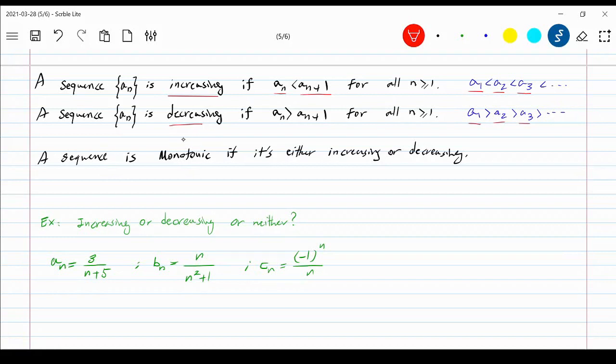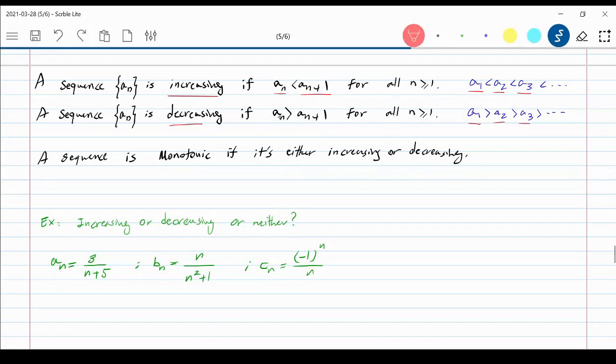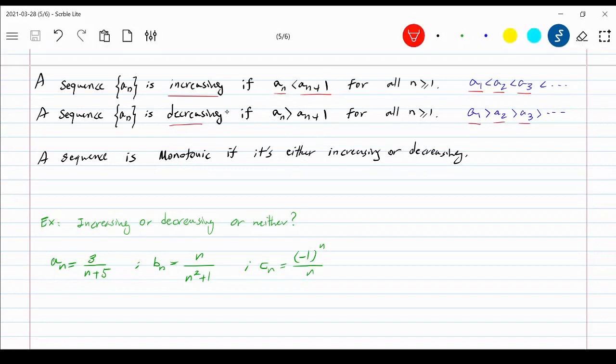And if one of these two happens, then we say the sequence is monotonic, which means either it's increasing or decreasing. You can have a constant sequence, which is neither increasing nor decreasing, because the assumption is that this is strictly less than or strictly greater than.